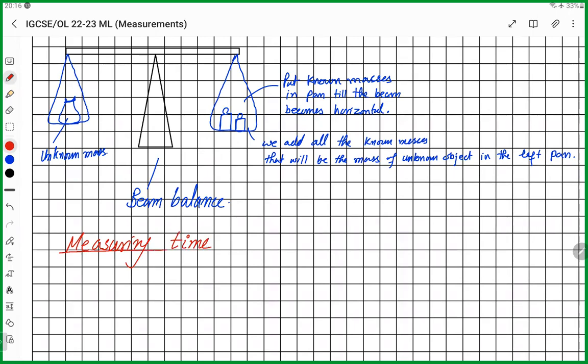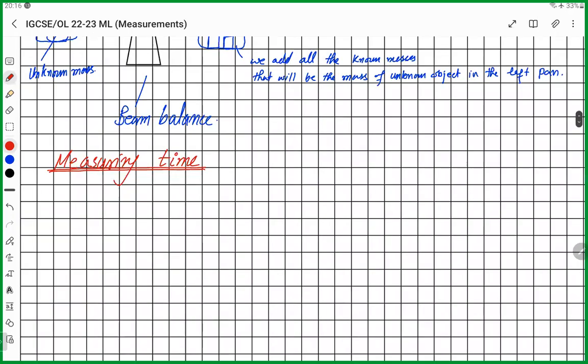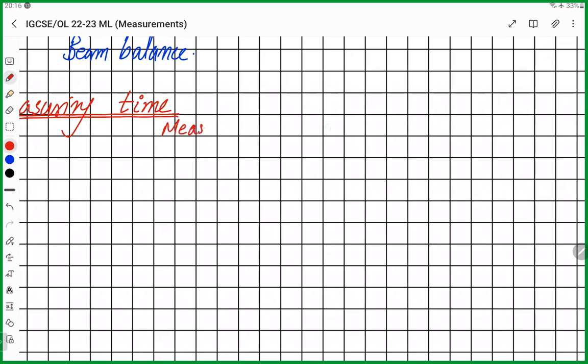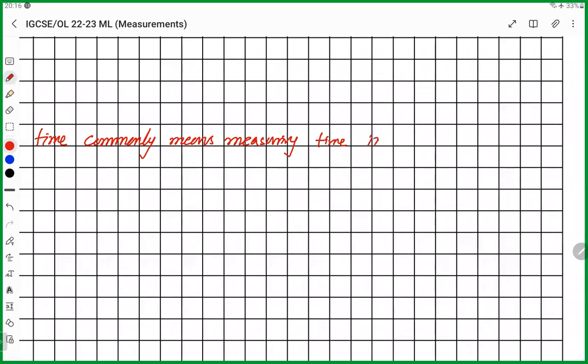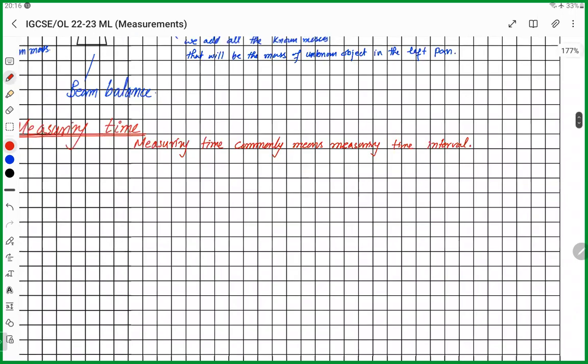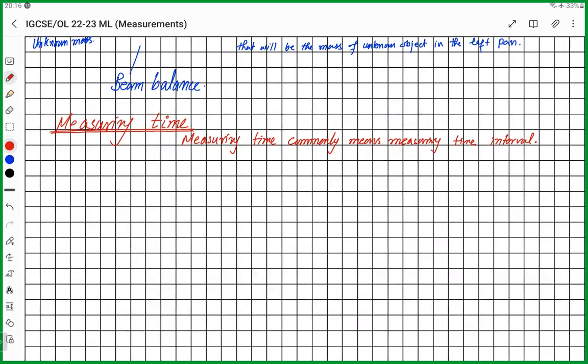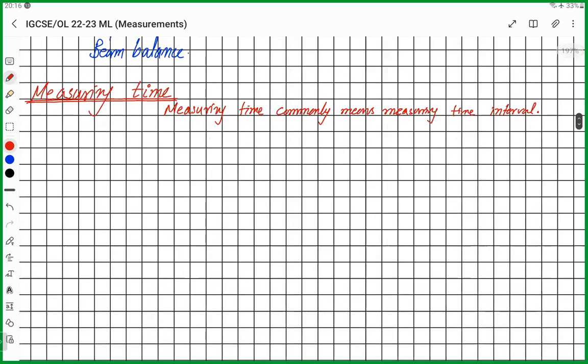The next one is measuring time. Measuring time commonly means measuring time interval or time taken for something to happen. Okay, when we say we have to measure time, it means we have to measure an interval of time, starting from something and ending at something.